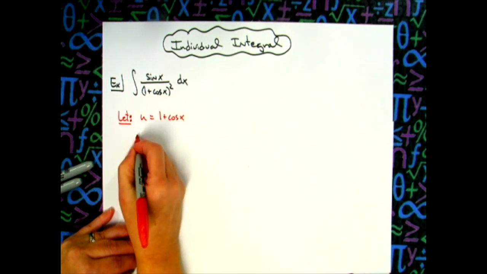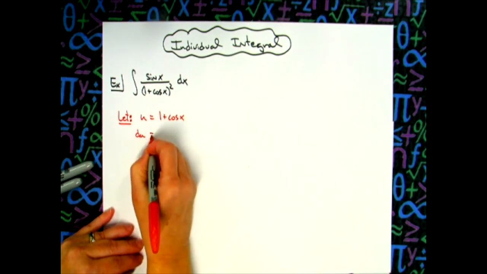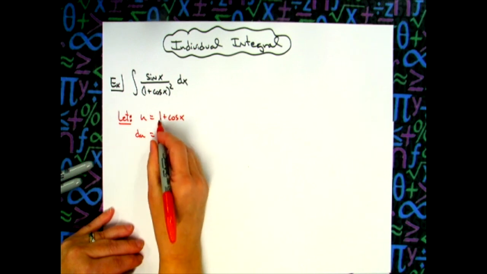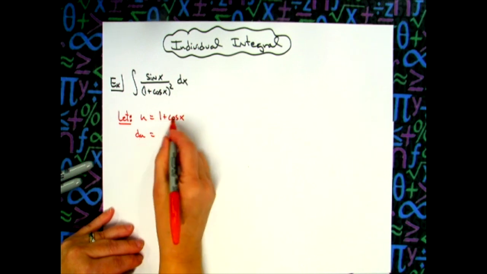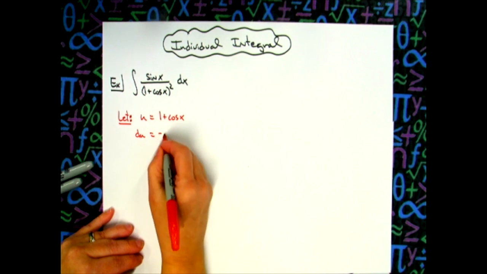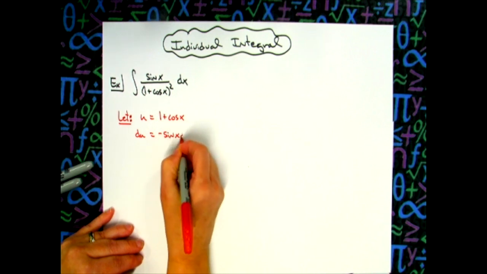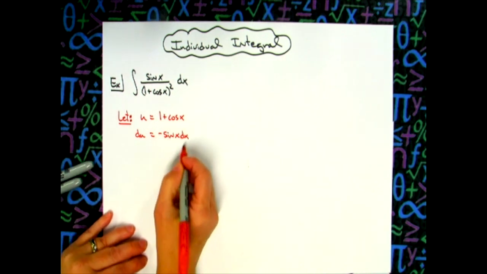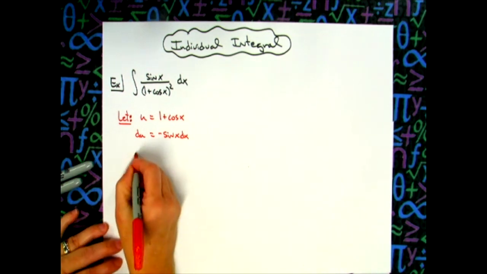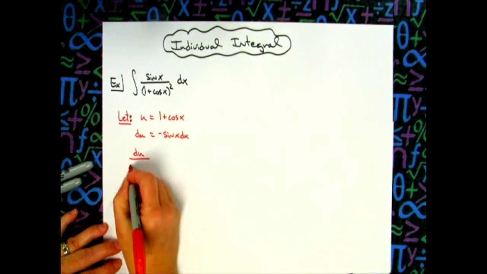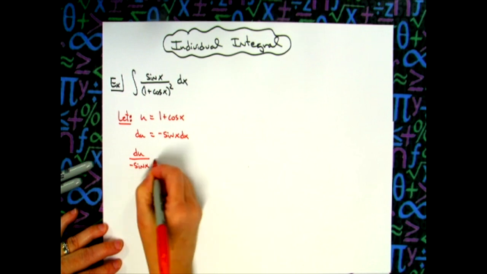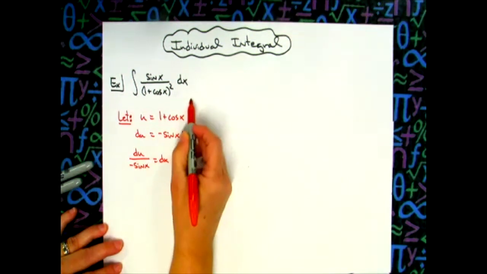We'll take the derivative of both sides. So we'll have a du equal to the derivative of 1, that falls out, and the derivative of cosine will be that negative sine x dx. I want to go ahead and solve all the way down for dx. So I'll have du over a minus sine x is equal to that dx.